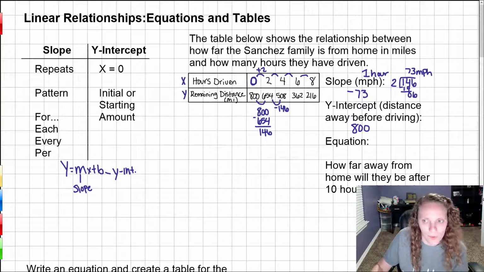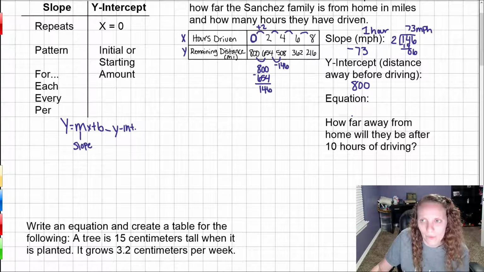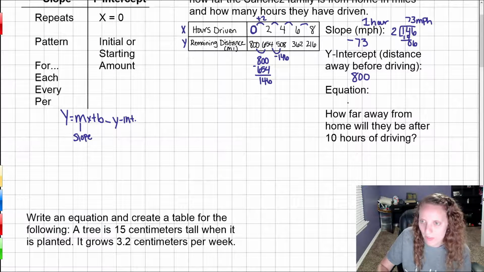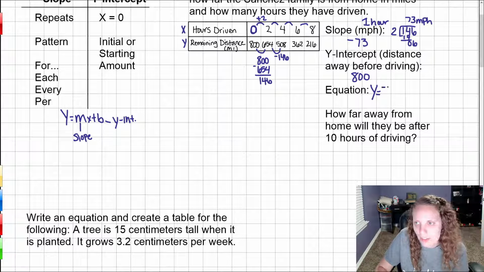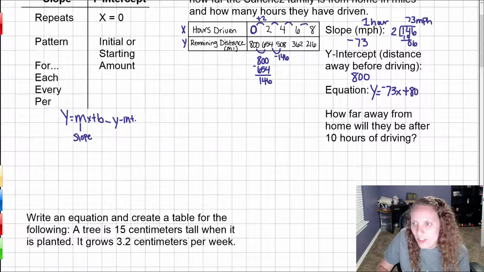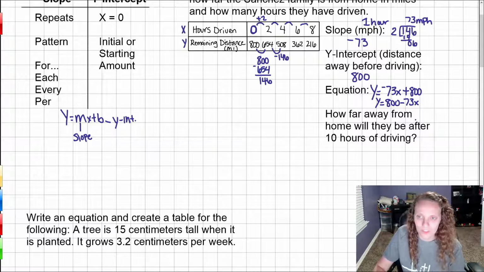And then we need to write an equation. So all we're going to do is plug in the information that we know into the y equals mx plus b. So we're going to start out as y equals, instead of m, let's write the equation for the slope, or with the slope number, negative 73x plus an 800 starting point. Now, we could also rewrite this equation and it would mean the same thing, starting at 800. And then as time passes by 1 hour, we're getting 73 miles closer. So our distance away is going down by 73 each hour.